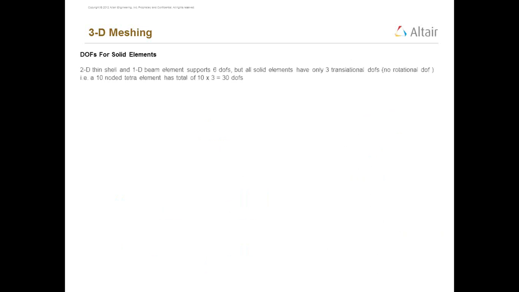Then we will come to the degrees of freedom for solid elements. Like 2D thin shell and 1D beam elements support 6 degrees of freedom, 3 translational and 3 rotational, that is translation along XYZ and rotation about the XYZ axis. But all solid elements have only 3 translational degrees of freedom, no rotational degrees of freedom. That is, a 10 noded tetra element has only 10 into 3, that is 30 degrees of freedom.